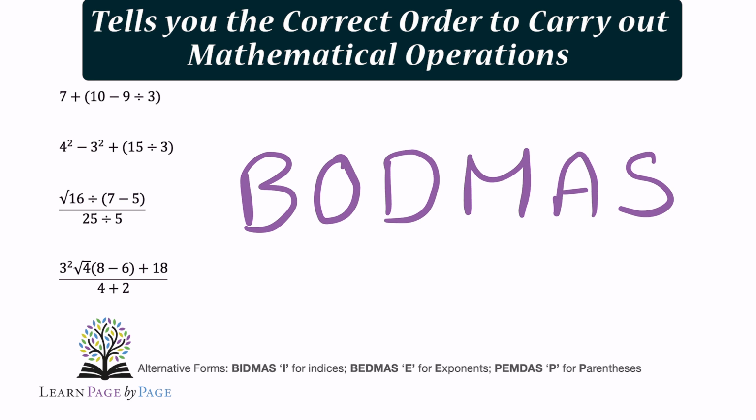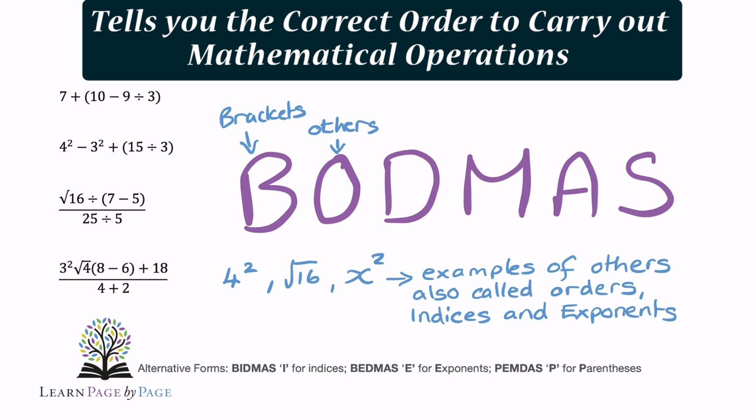Now, what does each term mean? Well, I've already clarified that the B is for brackets. Now, the O could be order, but I think it's better to think of it as the others. And examples of others are things like this: 4 squared, the square root of 16, x squared.